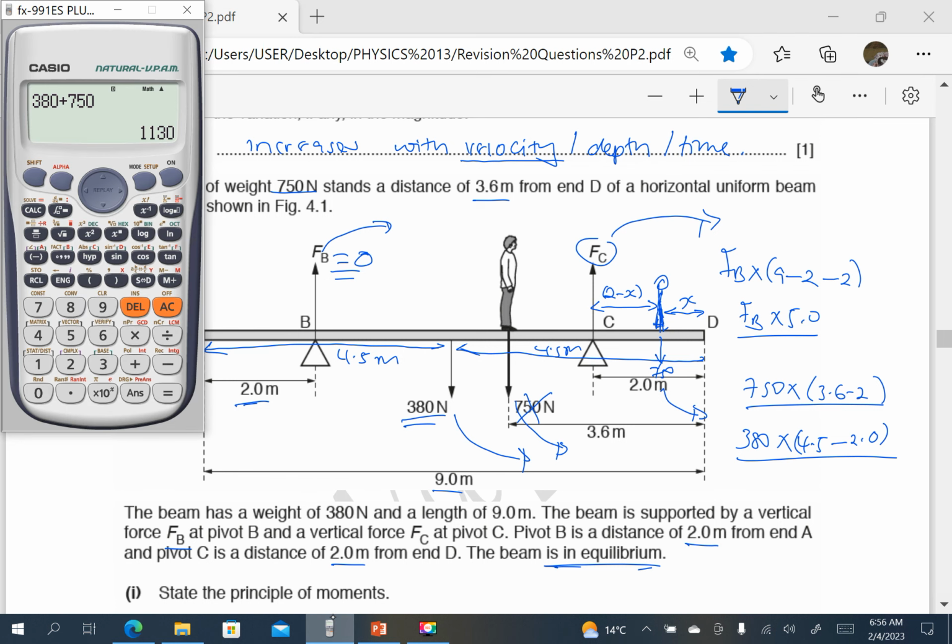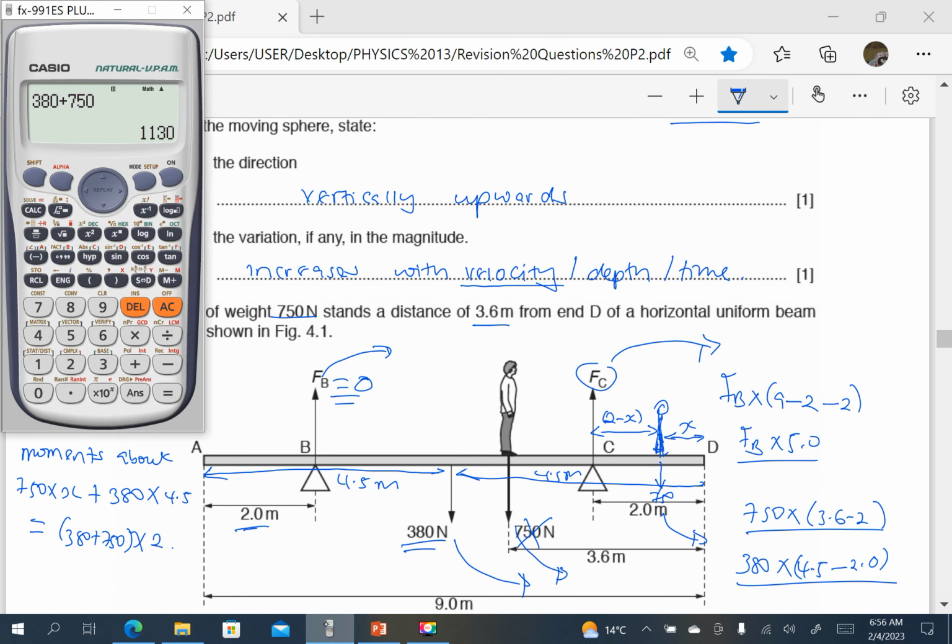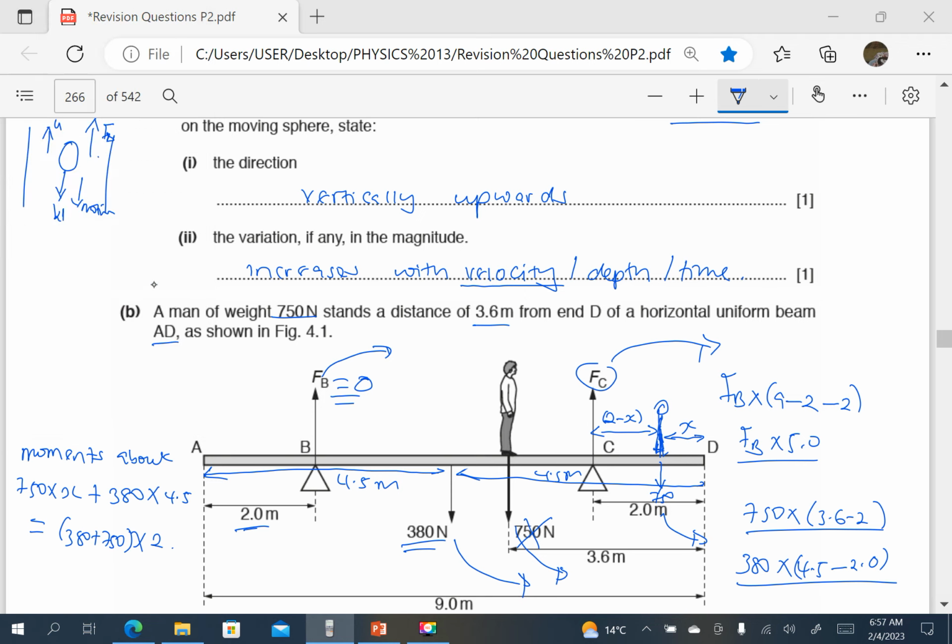We can now check this on our calculator. We have the sum of the forces times 2, then we subtract 380 times 4.5, collecting like terms. Then we divide by 750 and we get 0.73. So it means x is 0.73 in meters.